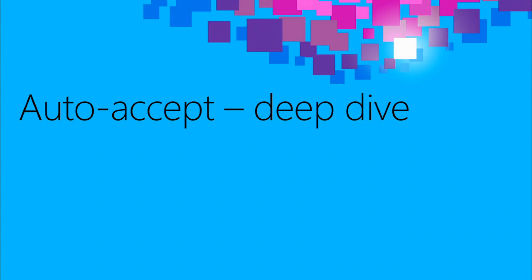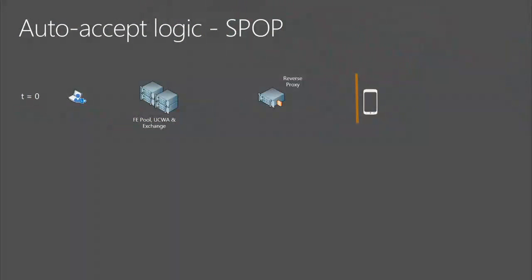So let's deep dive into auto-accept. Auto-accept is for mobility, and it is dependent on the same design. Consider a scenario, exactly what we did in the demo. Let's say at t equal to 0, your desktop user, when we did the demo I was on the desktop side, sent an IM, which went through the front-end pool, UCIVA. Then the front end will figure out that the user is actually a mobile user, so it will send it to the reverse proxy.